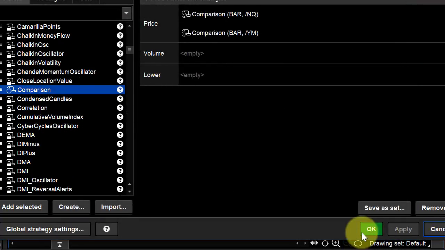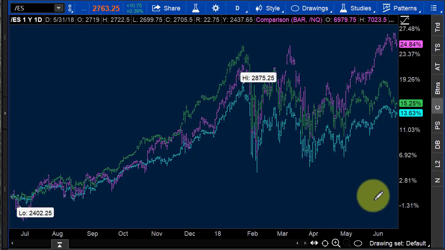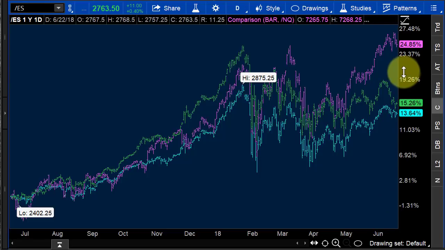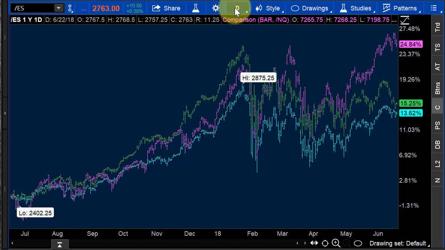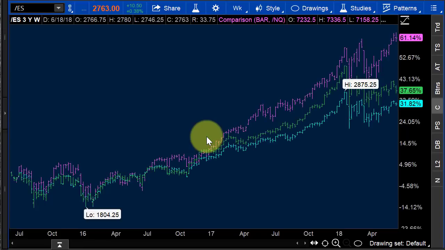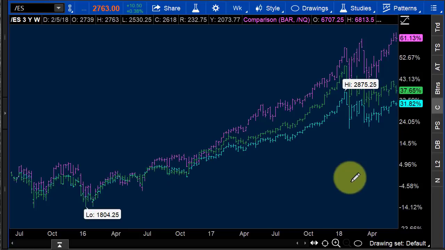Okay, apply, okay. Now the key in making sure that your charts are set up correctly is that obviously it needs to be on that percentage. And then it's going to go back to the starting point of the chart. So if I add more data to the chart, and let's say we go on a weekly, it's going to readjust. It's all going to have the same starting point, and then they're going to trade, and then they're going to break apart. They're going to come back together.